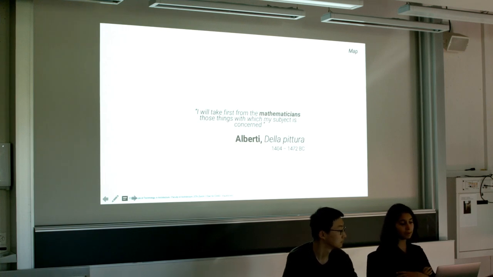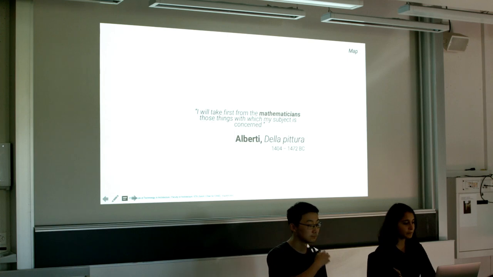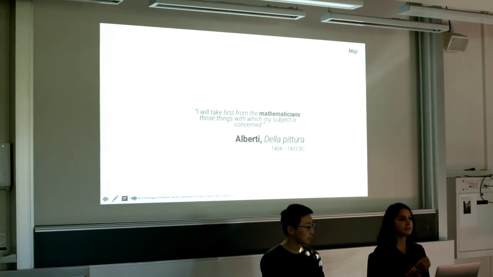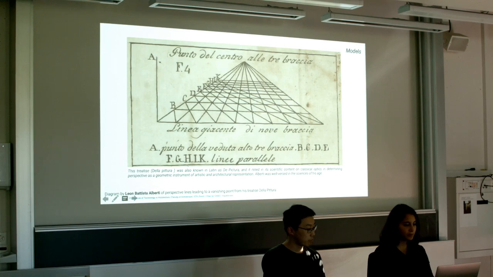We also see it with Alberti in his treatise De Pictura. He said, I will take first from the mathematicians those things with which my subject is concerned. So there he also split representation from bringing rules that can help him with this projection. By mathematicians he means arithmetic, equations and formulas. And in this treatise, he developed for the first time the perspective. By thinking that there is a differentiation between the representation and the rules behind it, he was able to create the first tool that allows architects or artists to actually project reality.